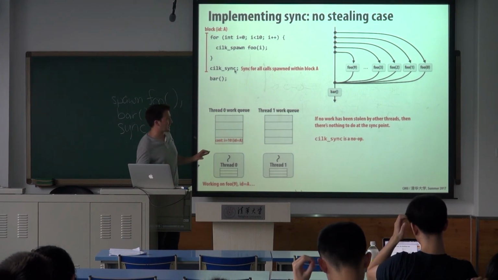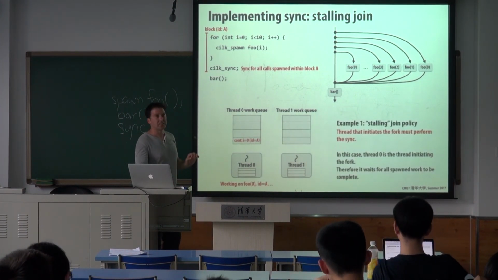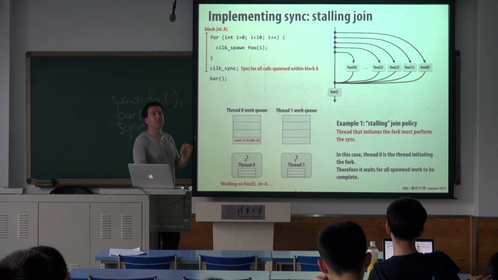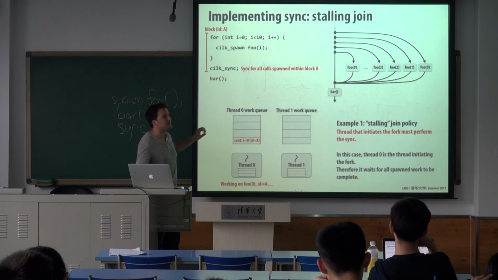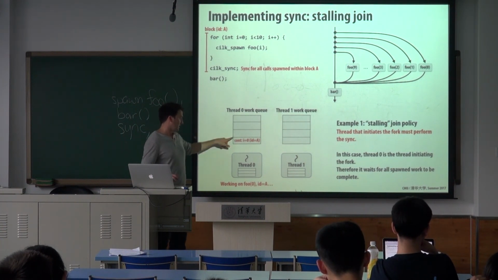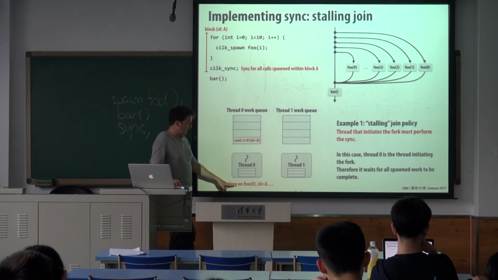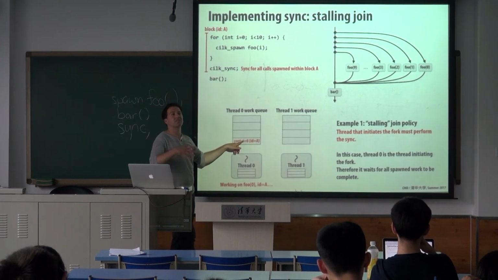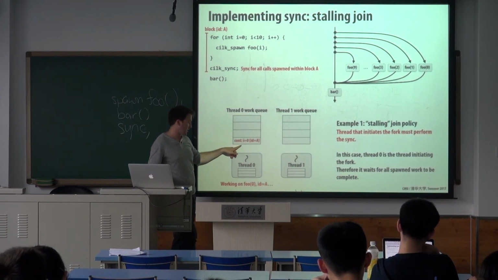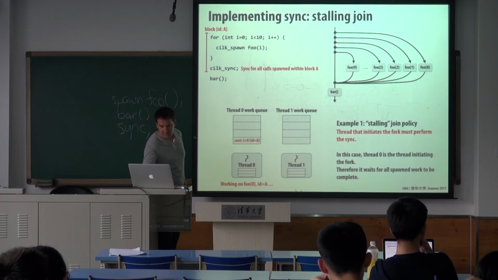So it's only complicated if other processors have stolen work, and we need to do a little bit of bookkeeping to get that right. So let's say that the first thread is working on foo 0. The continuation is the rest of the iterations, i equals 1 through, okay. So thread 1 will steal.